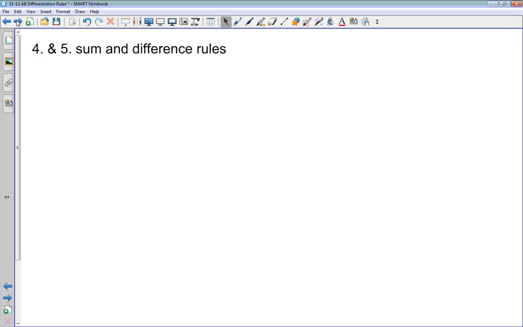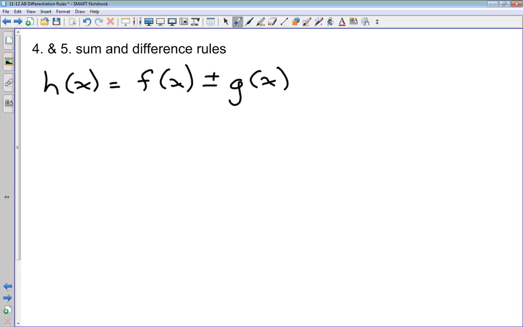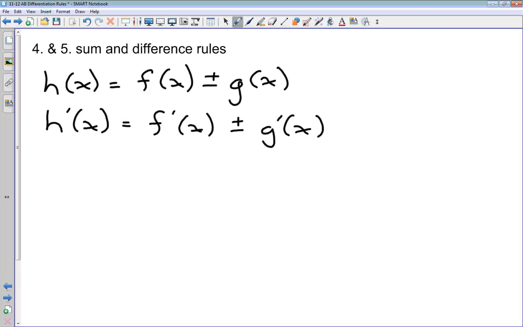These two rules are called the sum and the difference rules. So you use these rules when you've got some function, we'll call it h as a function of x, which is made up of two functions, f at x and g at x, that are either added together or subtracted from one another. Sum and difference rules tell us that the derivative, h primed at x, is going to be the individual derivatives, so f primed at x and g primed at x, either added or subtracted.